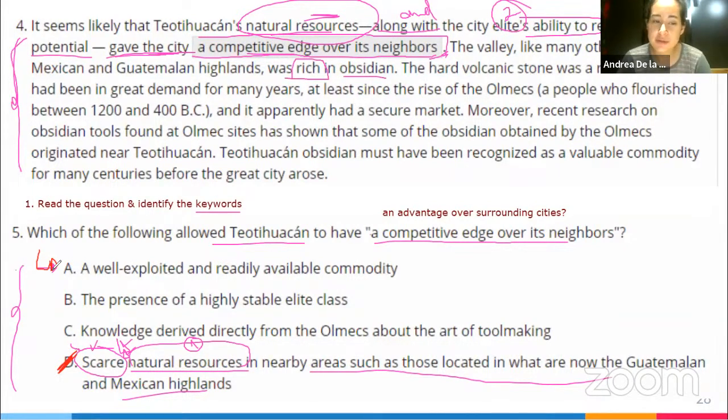Okay, I know it sounds a little bit hard to understand. So what does this mean? A well-exploited, so something that was well exploited, that was used in the correct way, and that was readily available, you know? Do you guys know what is commodity? What does this mean?